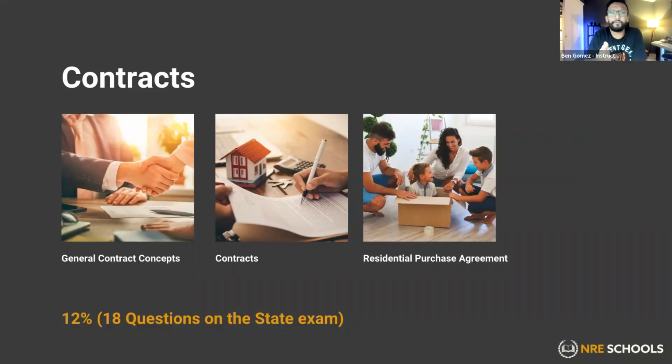You guys got a cell phone? Cool, you got a contract. And we're going to be talking about some general contract concepts. We're going to talk about contracts itself. We're also going to talk about, I think by far, the most important document in residential real estate, which is the residential purchase agreement. The content that we're going to be discussing today is only about 18 questions of our final real estate exam, so about 12%.